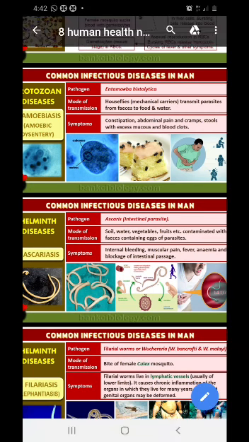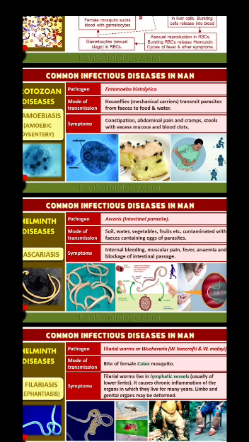And how do we get this disease? What is the mode of transmission? It transmits through soil, water, or vegetables and fruits that we buy, which may be contaminated with this parasite, with the feces containing eggs of the parasite.